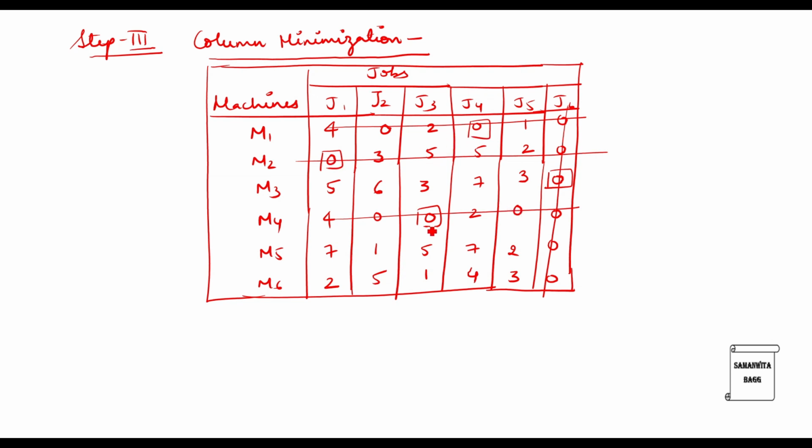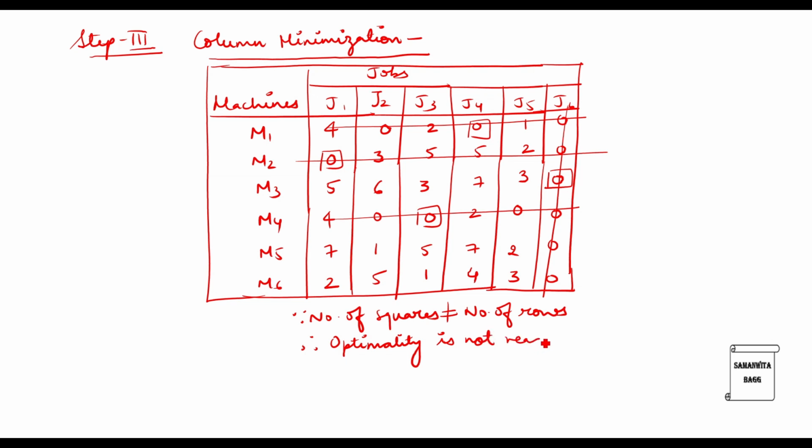So let me count 1, 2, 3, 4. So we have only 4 squares and we have actually 6 machines. So at least there should be 5 jobs allocated to the 6 machines because one is already dummy. So since one square is less, we will write down since number of squares is not equal to the number of rows, therefore optimality is not reached. So we need to go to the next step.